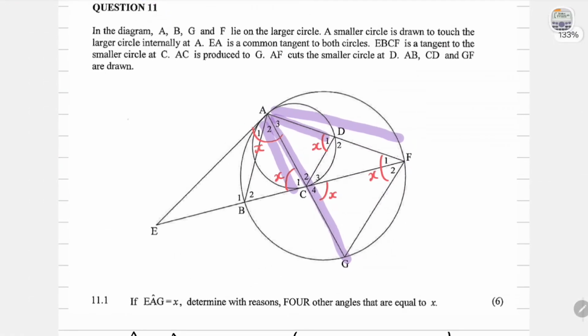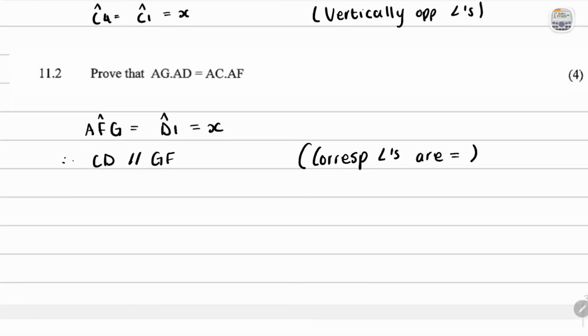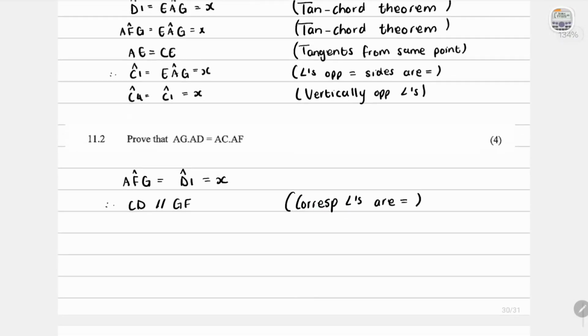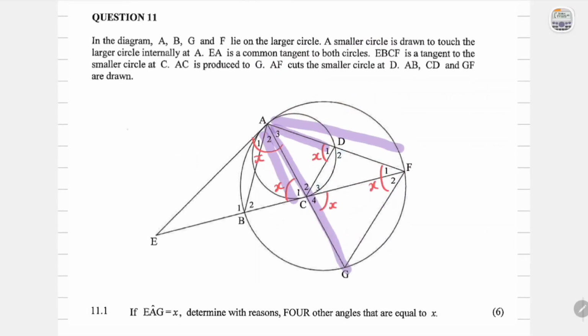Okay, so let's go ahead and state that first. Okay, so there we go. AFG equals angle D1, which is still X. And therefore, those two lines are parallel, CD and GF, because we have corresponding angles that are equal.